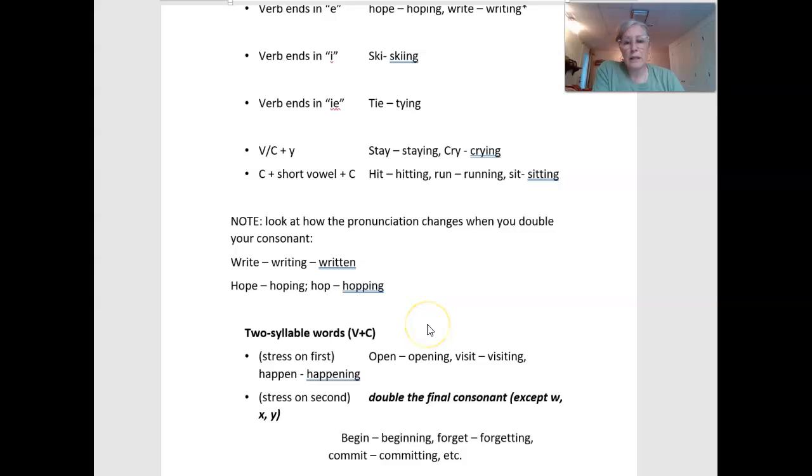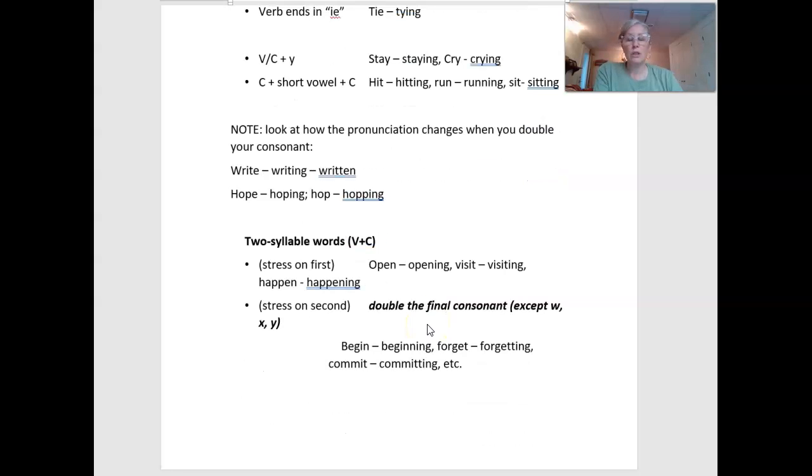Next, this is what I explained in class really quickly about two-syllable words when you have your stress on your first syllable or on your second syllable. If your stress is on your first syllable, like open, I don't say open, I'm not going to open the door, I'm going to open the door. So my stress is on the first syllable, I do not double my consonant, opening. Same thing with visit. I don't visit you, I visit you. So I do not double my consonant, visiting.